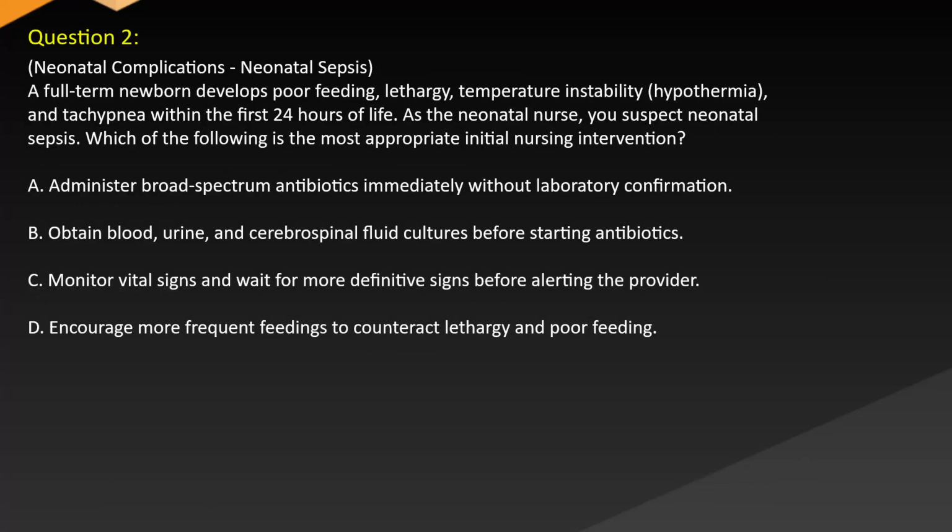Question 2. Neonatal complications. Neonatal sepsis. A full-term newborn develops poor feeding, lethargy, temperature instability, hypothermia, and tachypnea within the first 24 hours of life. As the neonatal nurse, you suspect neonatal sepsis. Which of the following is the most appropriate initial nursing intervention?